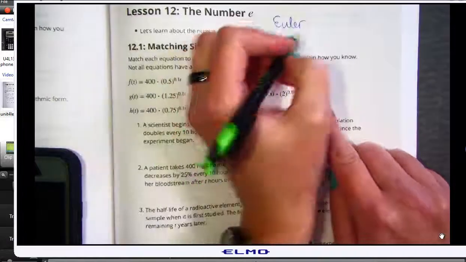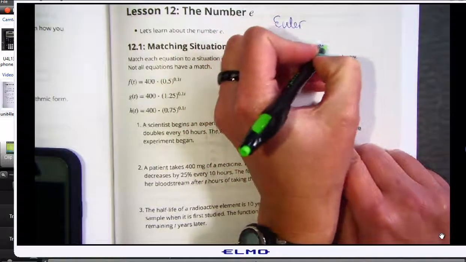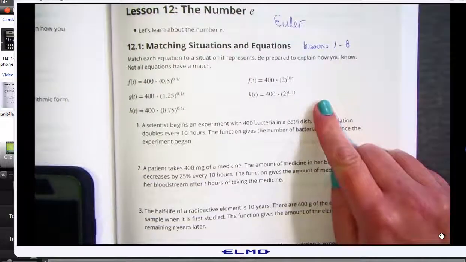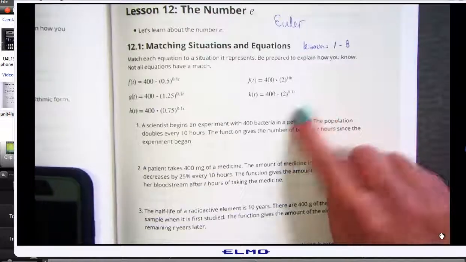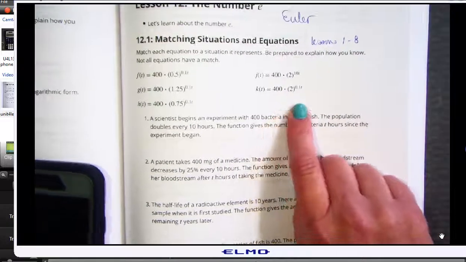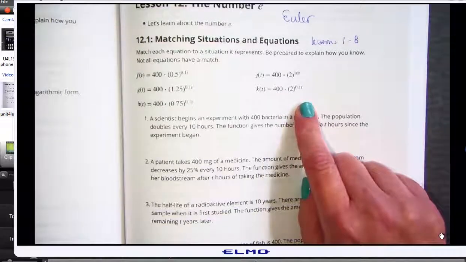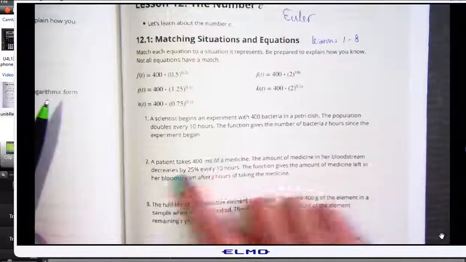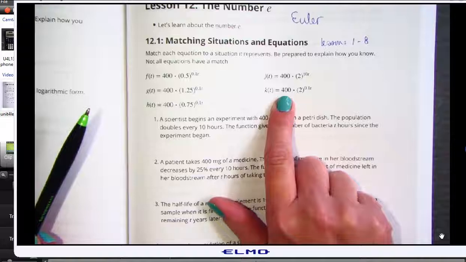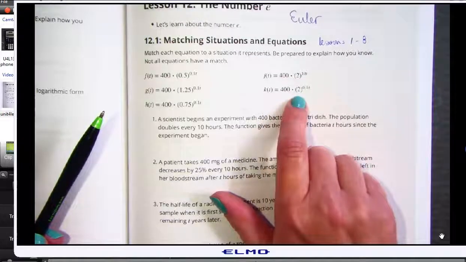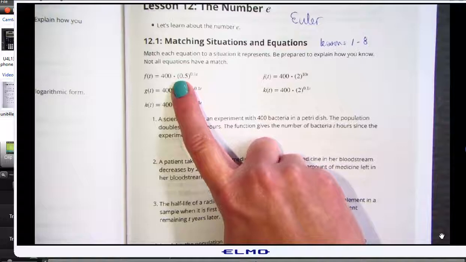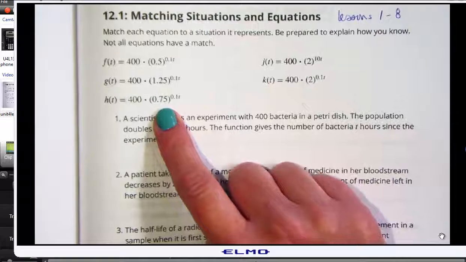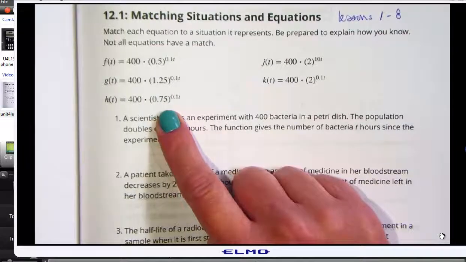This is kind of a review of lessons 1 through 8-ish, where we're starting to think about how we can write these equations, change the time span, and start putting them into action. So this isn't anything new. This is just some review about how we could take a word problem and match it to an equation. So I see they all start with 400. I see some of them have a rate that is doubling, and some of them have a rate that's cutting in half. Some of them have a rate that's growing by 25%. This one looks like it's losing 25% of its value.